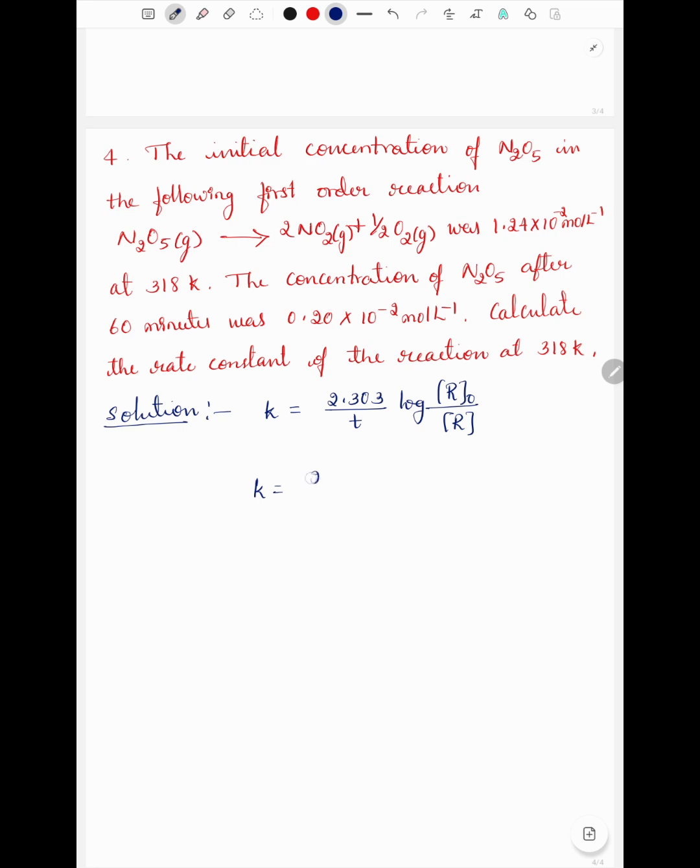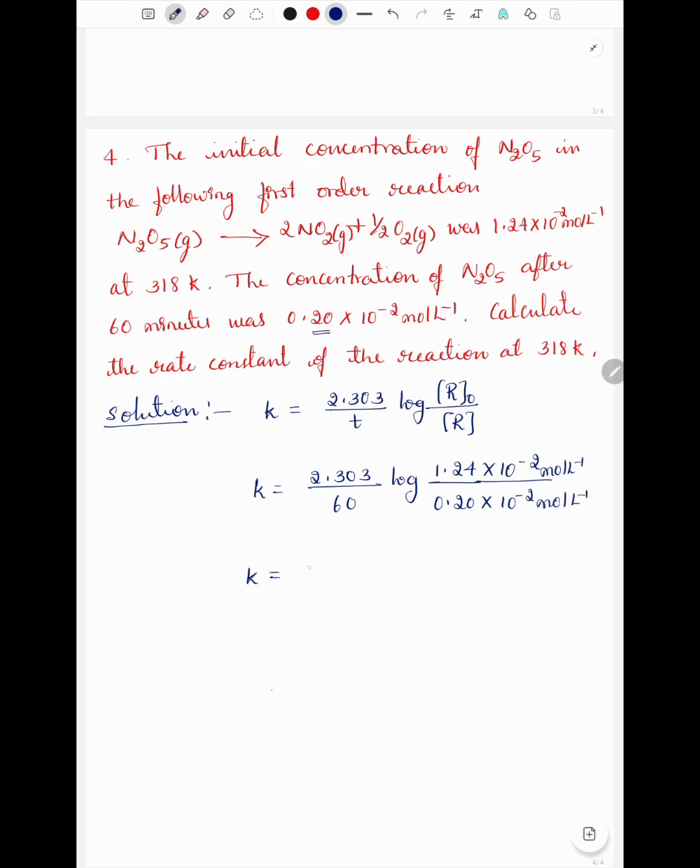As we want to calculate K, which refers to the rate constant, let us substitute. Time is given, which is 60 minutes. Log of R0. What does R0 refer to? It refers to the initial concentration, that is 1.24 into 10 power minus 2 mole per liter. Next, R refers to the final concentration after 60 minutes, that is 0.20 into 10 power minus 2 mole per liter. It is given in the question itself, right?